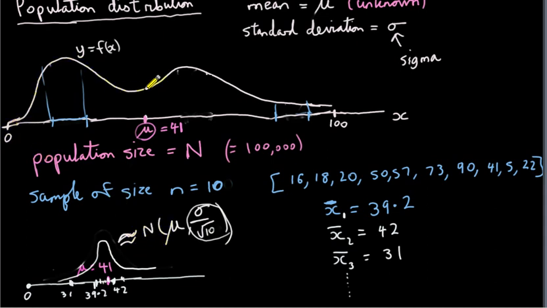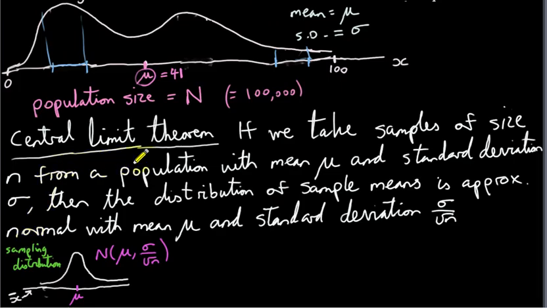The amazing thing is, even if the population is not normal, which it isn't, this is far from normal, the distribution of our sample means will be approximately normal, provided n is reasonably big. Even a value of 10 is pretty good actually. So here's the statement of the central limit theorem. If we take samples of size n from a population with mean mu and standard deviation sigma, then the distribution of sample means is approximately normal with mean mu and standard deviation sigma over root n.